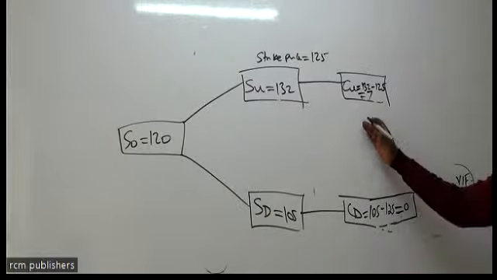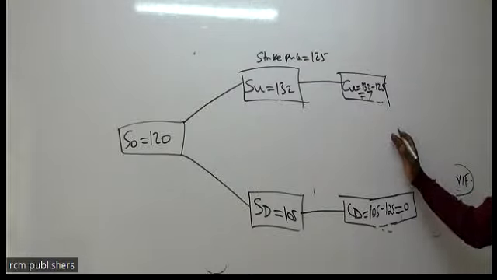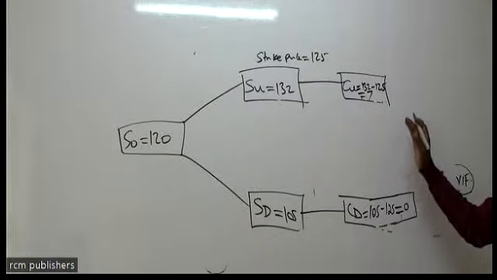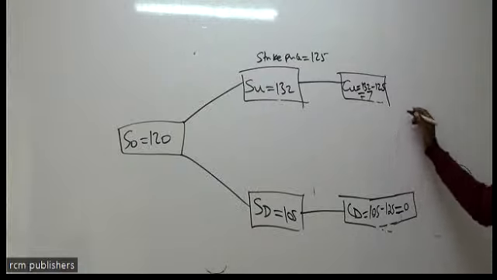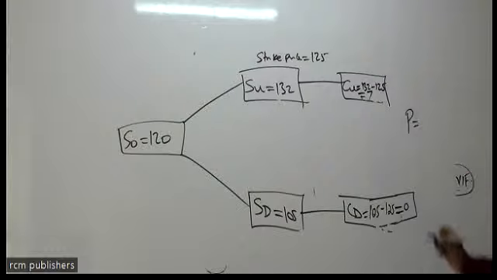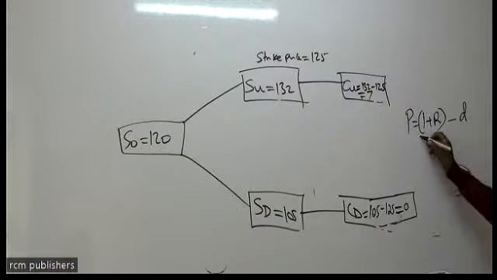Now I know the next thing will be for us to get our probability. So how do we get our probability? The probability here, ladies and gentlemen, my P will be equal to 1 plus R, minus the down, all over U minus the down.